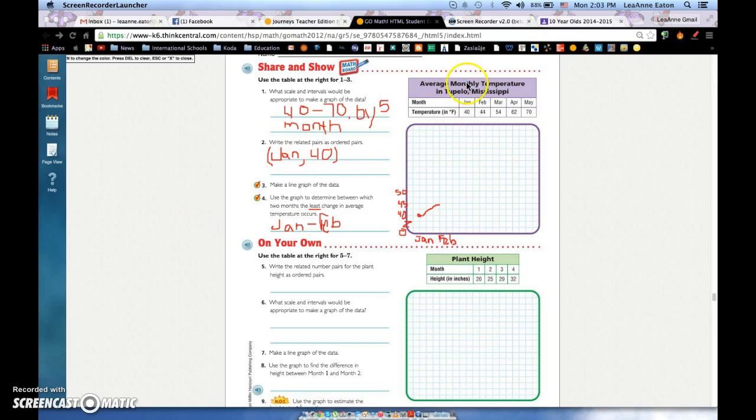Your ordered pairs, I wrote one for you, January, 40. Make sure you put in parentheses. You should write each one of these as an ordered pair, January 40, February 44, March 54. You make your line graph. I started it. It would continue to go up until you got to 70. And then it's the least change, which is January through February. January through February.